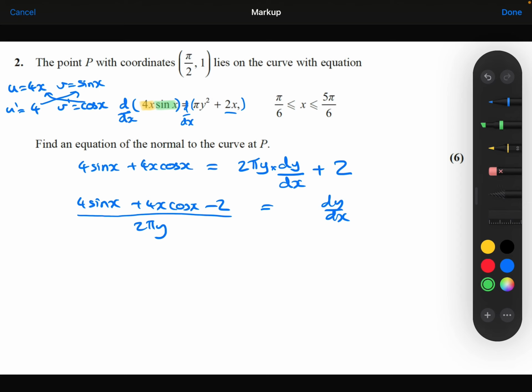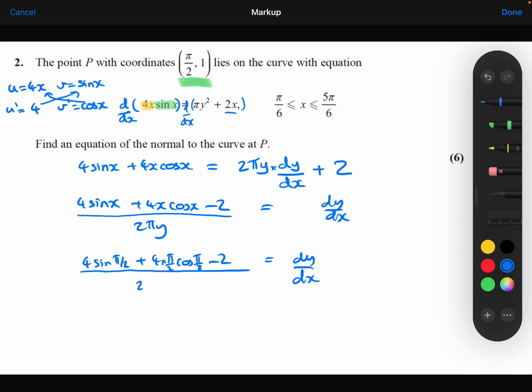I'm now going to substitute the coordinate pi over 2 and 1 in. So I will get 4 sine pi over 2 plus 4 times pi over 2 cos pi over 2 minus 2, over 2 pi times 1.